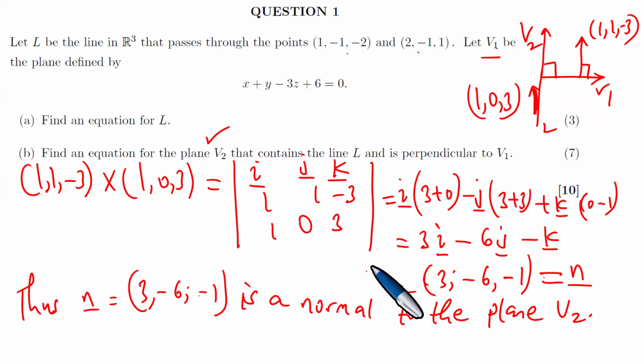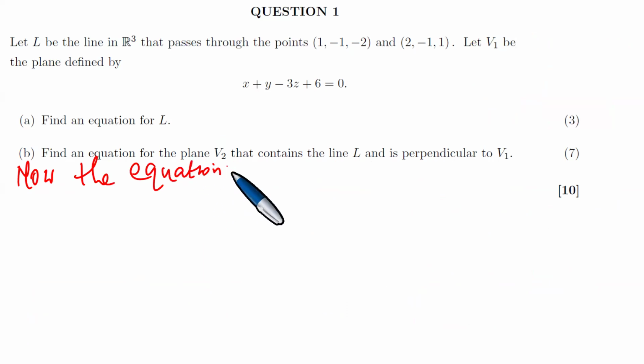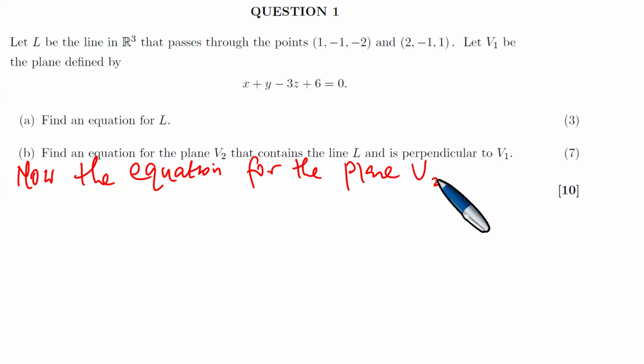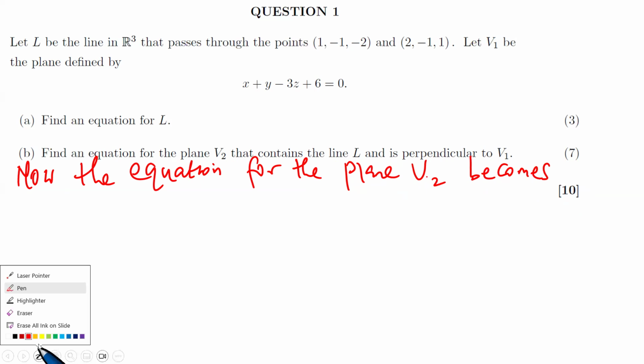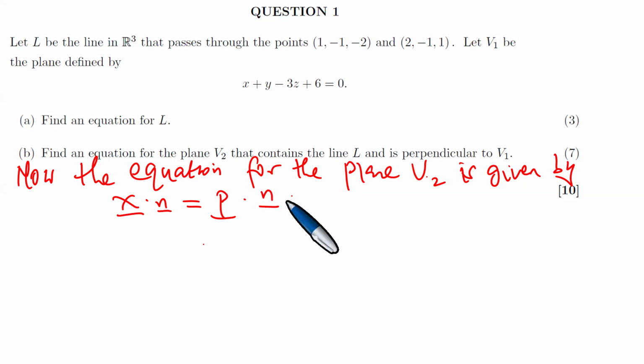Now, what then do we have here? Now the equation for the plane V2 becomes, we can say, the equation for the plane is given by this formula: arbitrary vector x dot normal equals point dot normal.